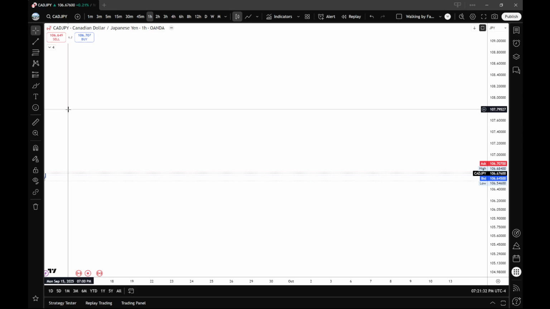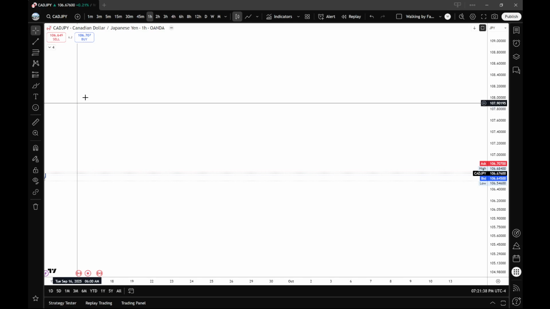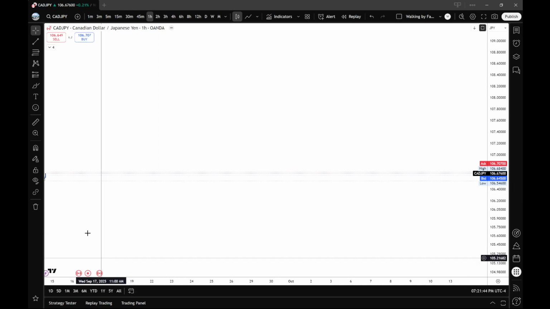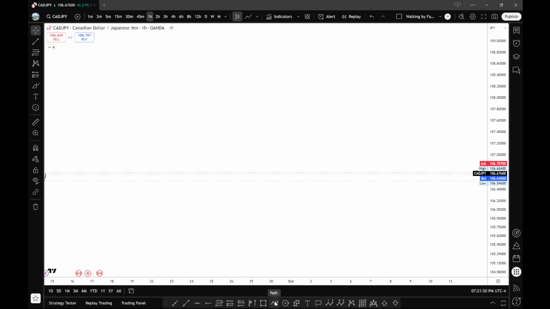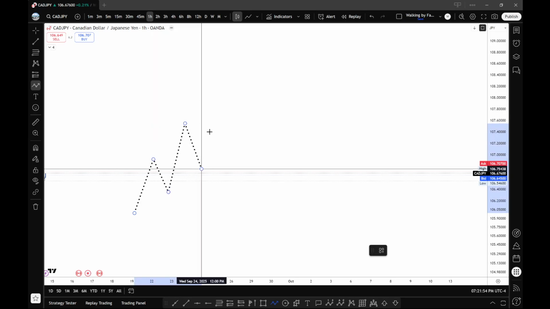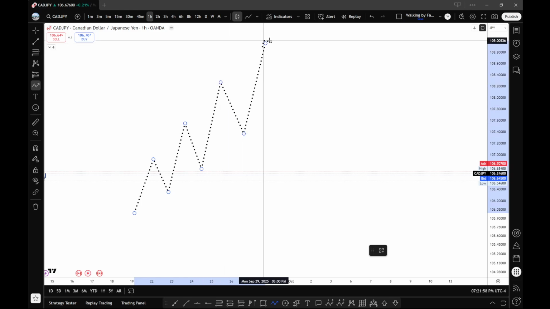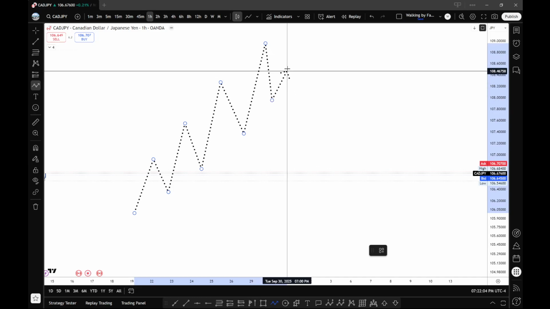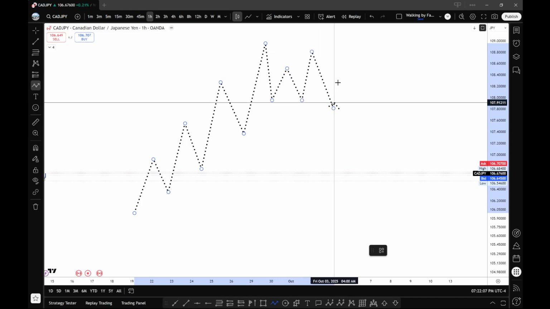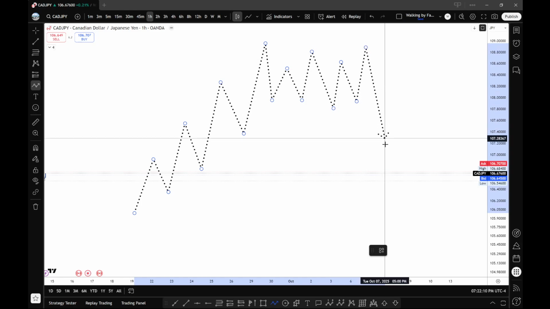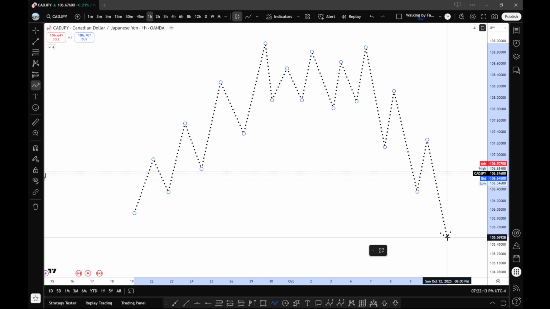So understand, market structure is a combination of multiple components. Let's say it like that, right? So we have our uptrend, which makes higher highs, higher lows, right? Then we have our sideways movement, and then our downtrend, right?